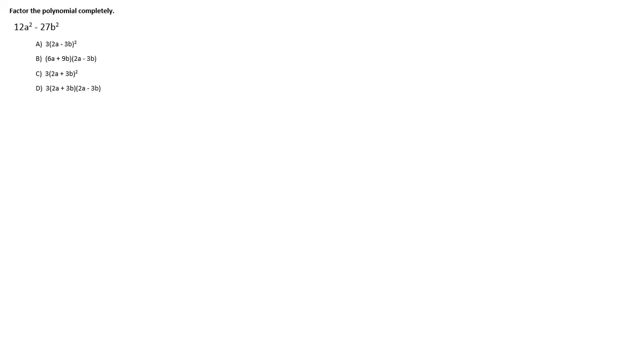Factor the polynomial completely. 12a squared minus 27b squared. What we have here is a polynomial. It's a binomial because it's a two-term polynomial, and we're being asked to factor it.